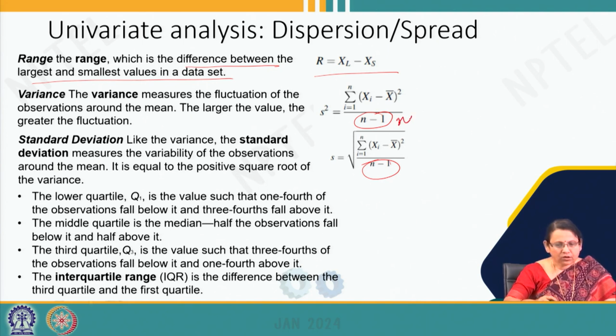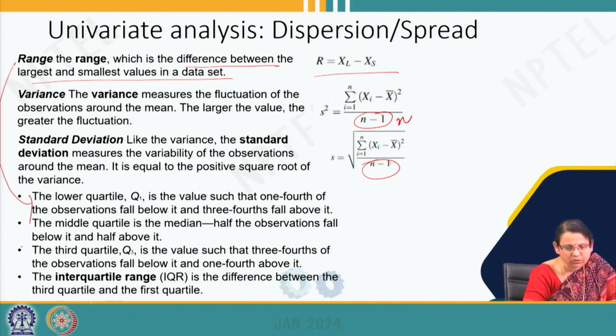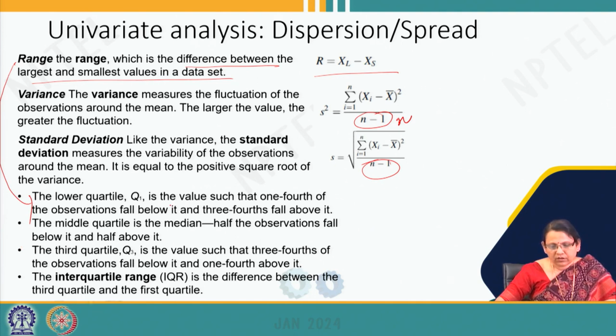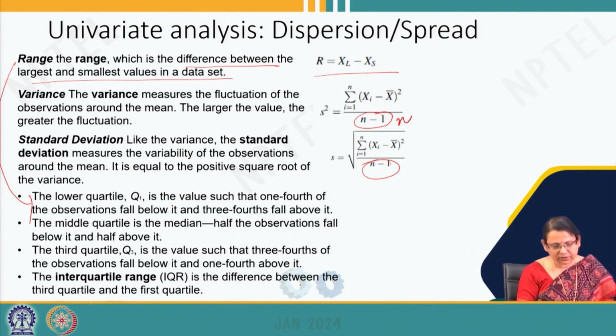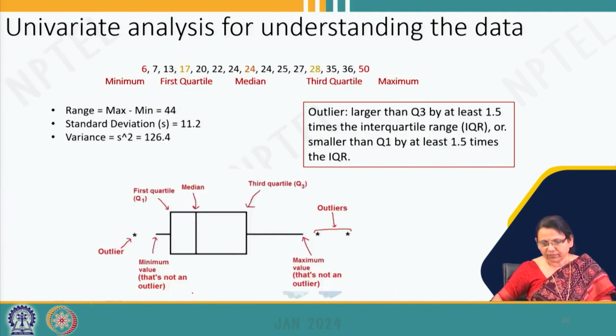Okay. So, with this, now this range that we consider can be broken into 4 quartiles. So, this lower quartile is connected to range. This lower quartile Q1 is the value such that 1/4 of the observations fall below it and 3/4 fall above it. And similarly, median is the middle value, and Q3 is the other part. So, this interquartile range is the difference between the third quartile and first quartile.